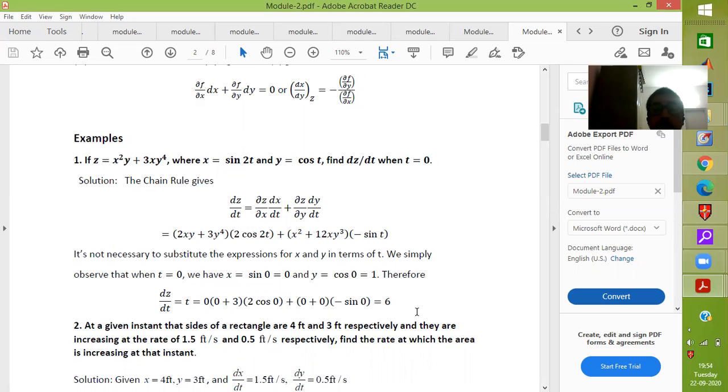Of course, we have to substitute t is equal to 0. When t is equal to 0, you can find that x becomes 0 because sin 0 is 0, whereas y becomes 1 because cos 0 is 1.